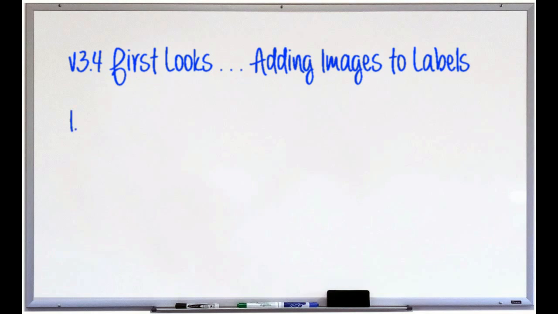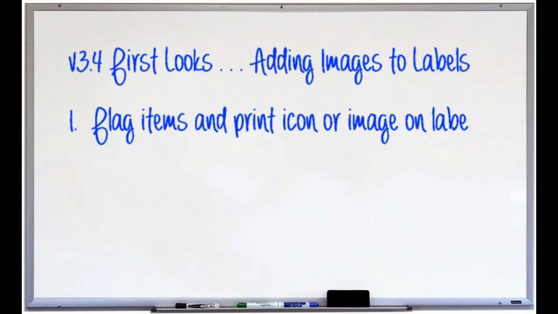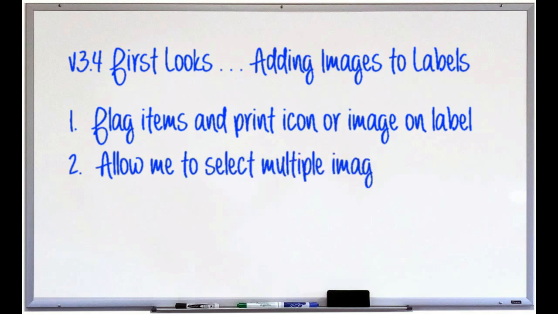So step number one that we're going to review: we're going to flag items and print either an icon or an image that we identify within item maintenance. Pretty cool. The next thing we're going to do, well, if you can do one, maybe you want to do several. I'll show you some examples of that and why it might be important in your store. So let's hop into this and start learning some new stuff.